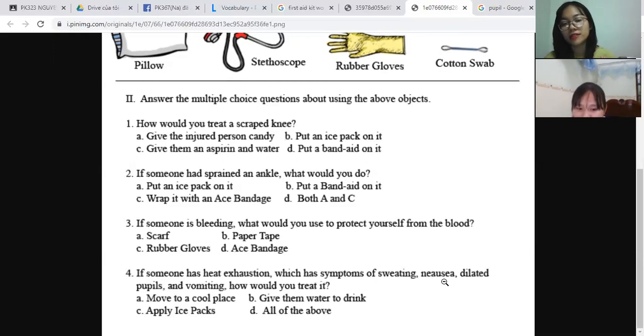All right, exactly what we talk about here is heat exhaustion. Heat is something like you are really hot, and you are sweating. What happens if you are really hot? You sweat. The symptoms are dizziness, dilated pupils, and nausea. These are the symptoms of heat exhaustion.